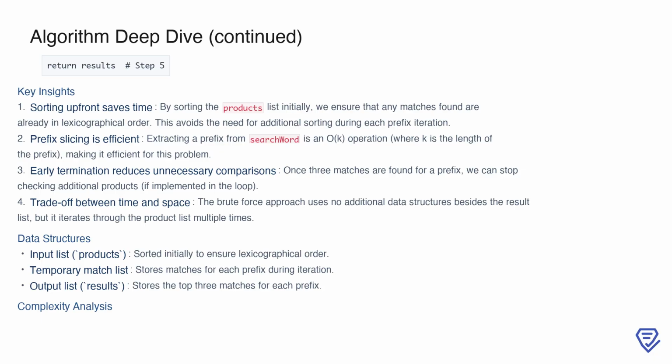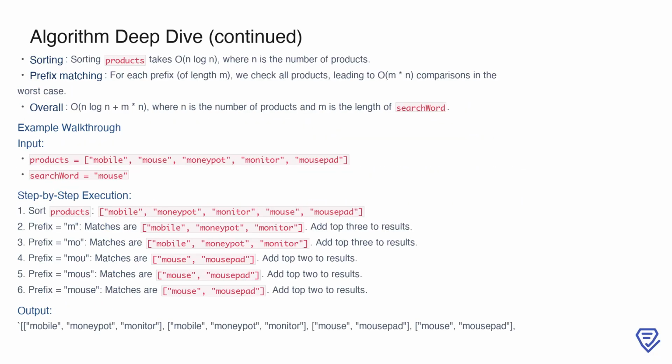However, there's a trade-off between time and space efficiency here. The brute force solution doesn't require extra data structures beyond the results and temporary lists, but it does involve iterating through the product list multiple times, which can be computationally expensive for large inputs. Analyzing the complexity of this approach, sorting the product list initially takes n log n, where n is the number of products. For each prefix of the search word, we check all products, leading to m*n comparisons in the worst case, where m is the length of the search word. Combining these, the overall time complexity is n log n plus m*n.